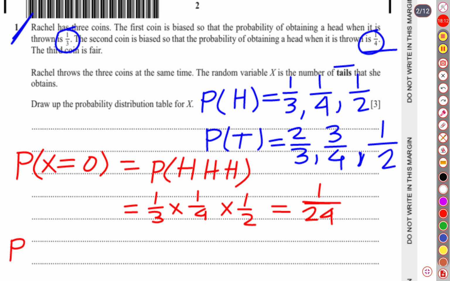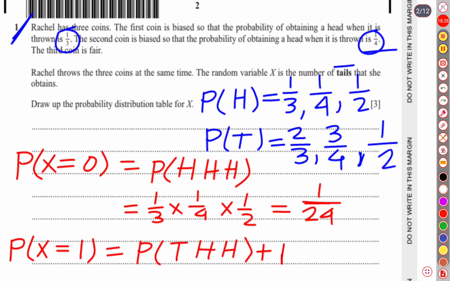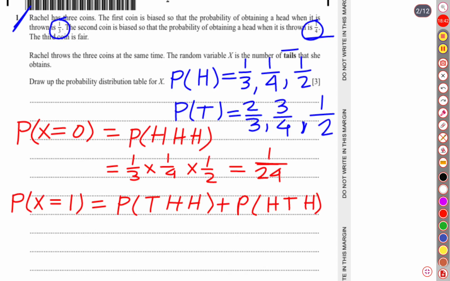Now if he obtains only one tail out of 3, what are the possibilities? Let's see. First one is tail, second and third are head. Or second one is tail, so first and third are head. Or he might obtain the final one as tail and the first two are head. So these are the 3 possible cases for obtaining one tail.